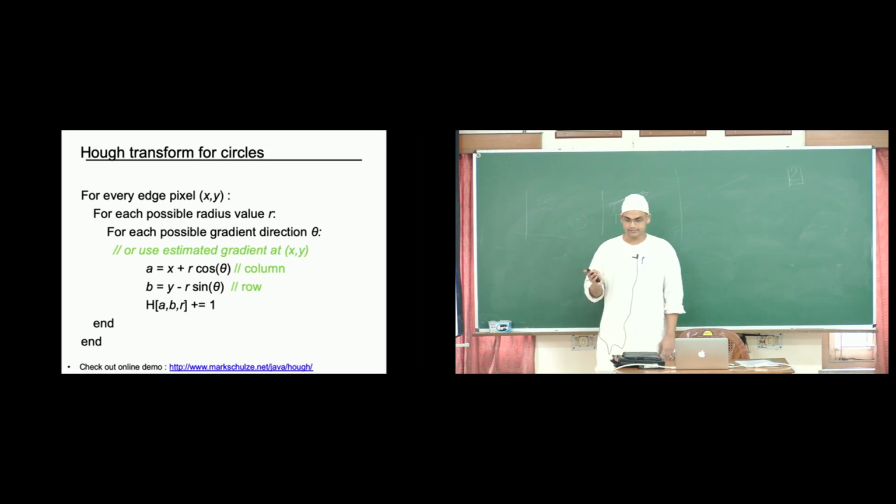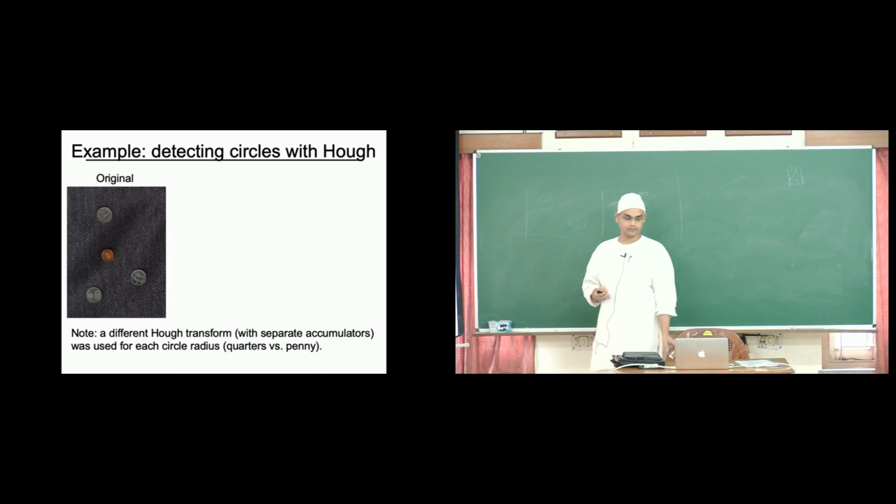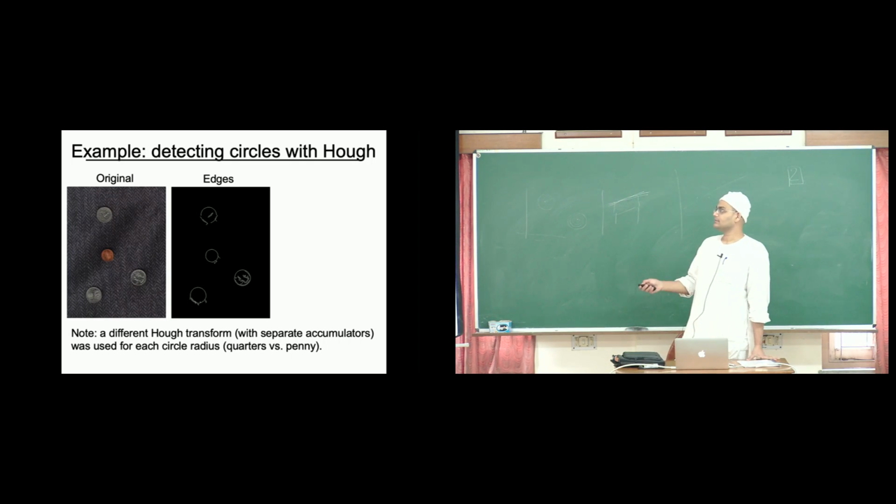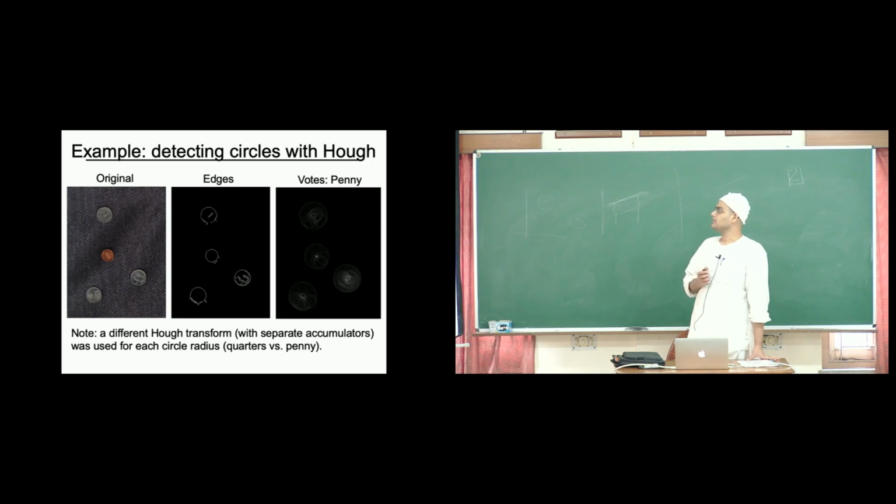Now, an example of detecting circles with Hough. This is the image. You partition the image, and from there you can get the edge image. These are the edge images you are getting. You cannot expect perfect circles. This is a penny, which is 1 cent, a nickel is 5 cents, and a dime is 10 cents. If you vote for the radius of the penny, you are going to get a nice circle here.